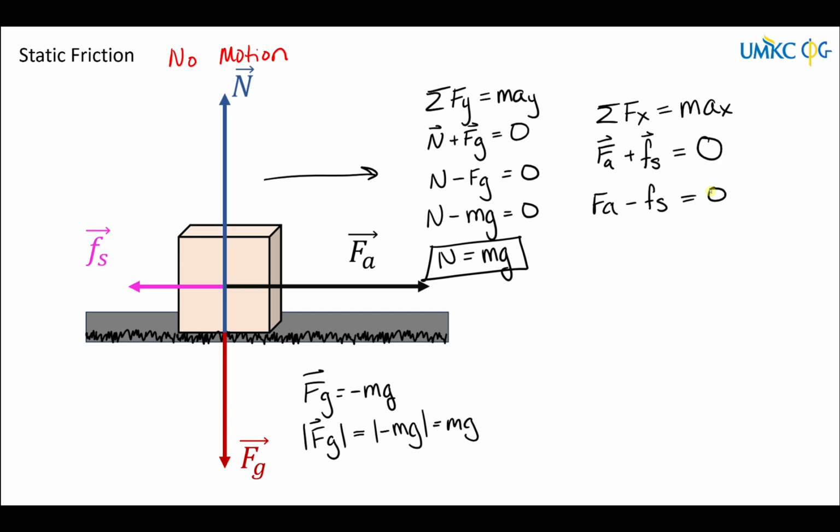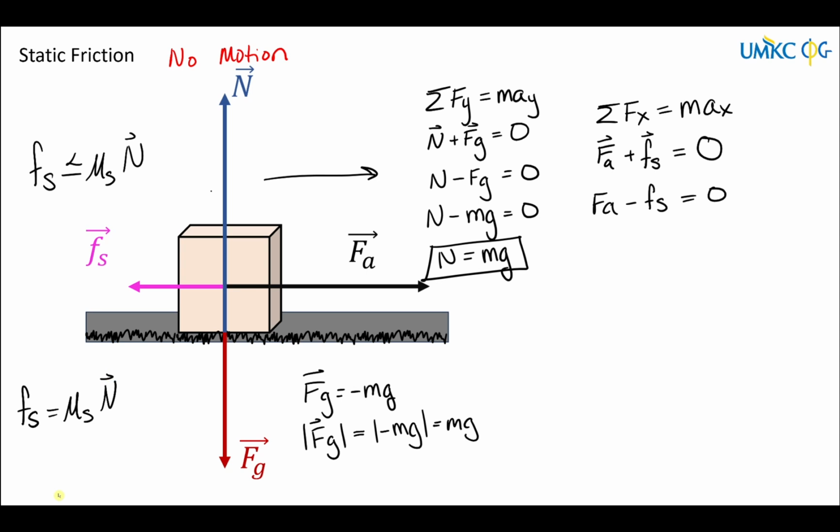The next thing that I can do is recall that my force of static friction is going to be less than or equal to the coefficient of static friction times the normal force. Generally, in general physics 1 problems, they always say, find the moment at which the block begins to move. If we want to find that moment, we can just assume that our force of static friction is going to be equal to the coefficient of static friction times the normal force.